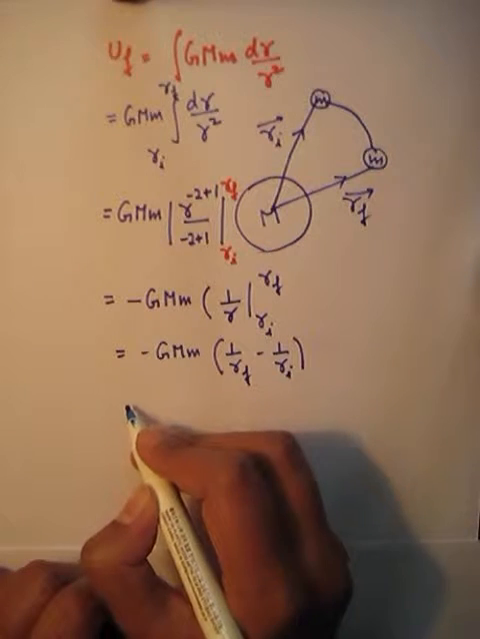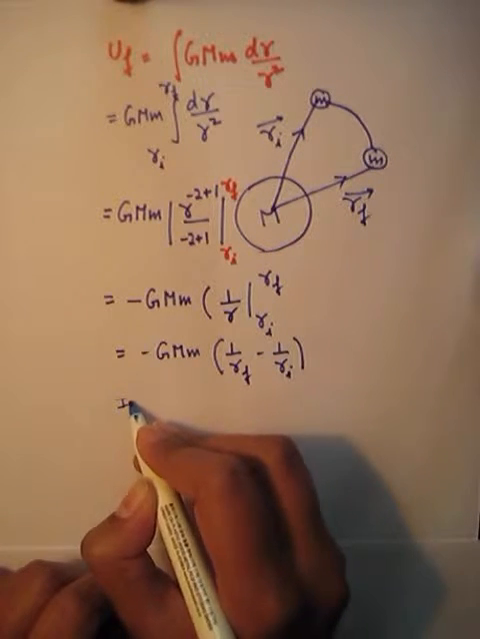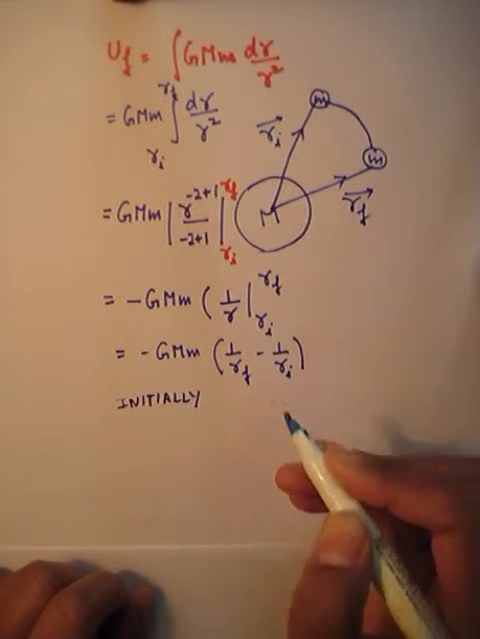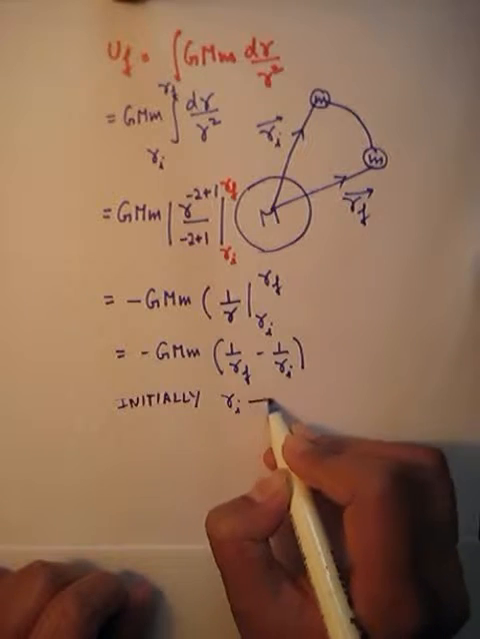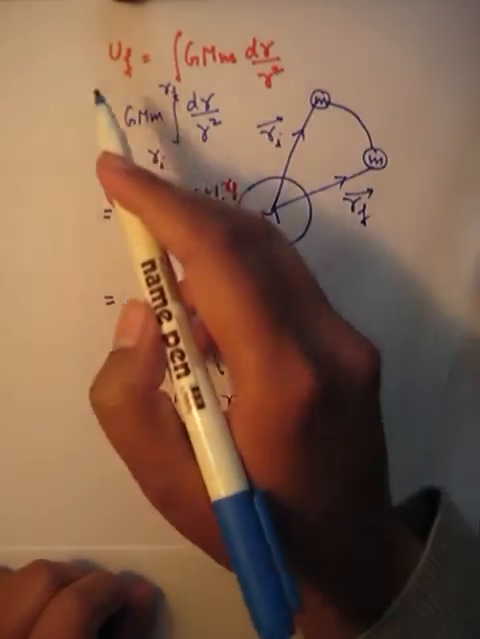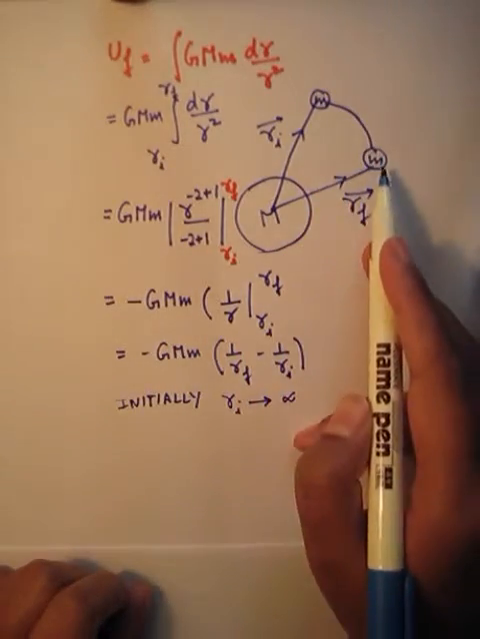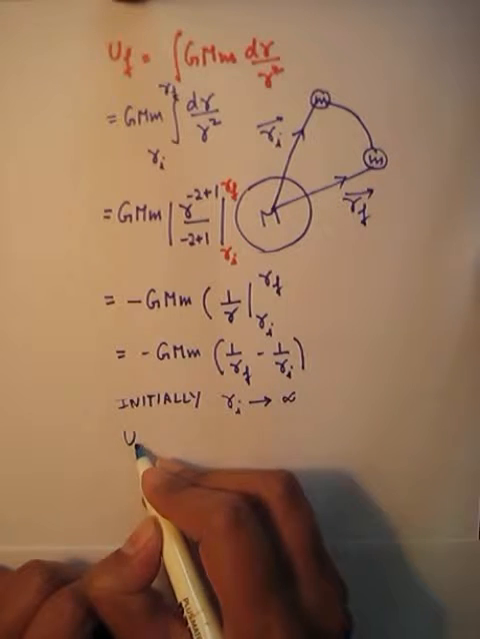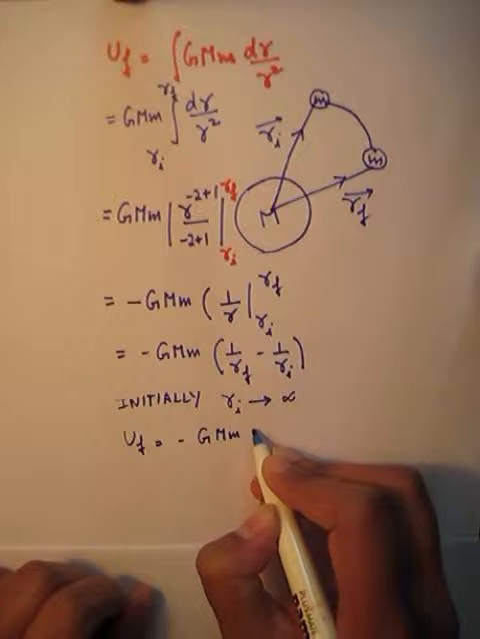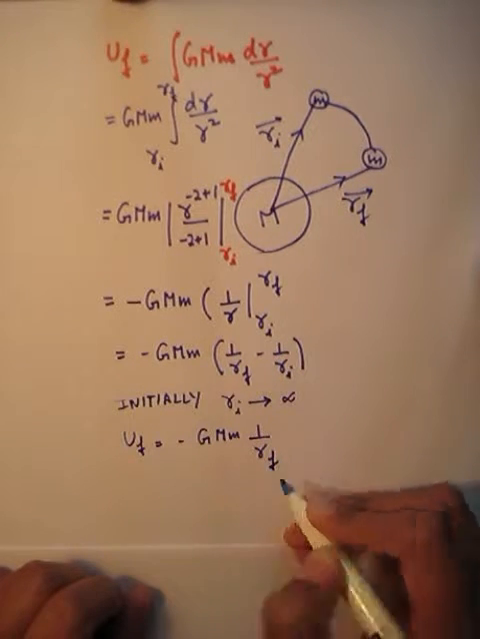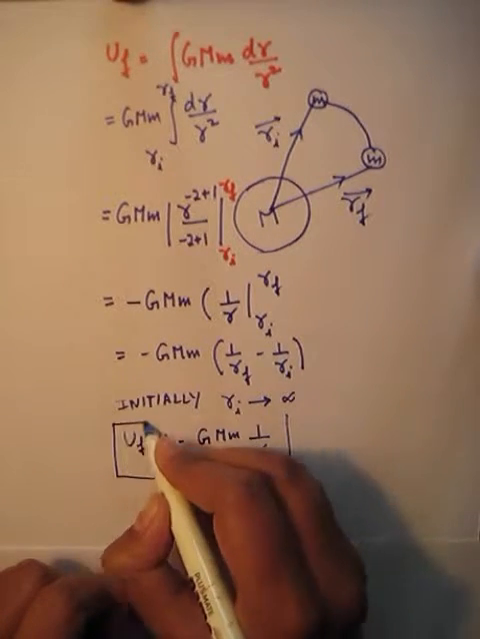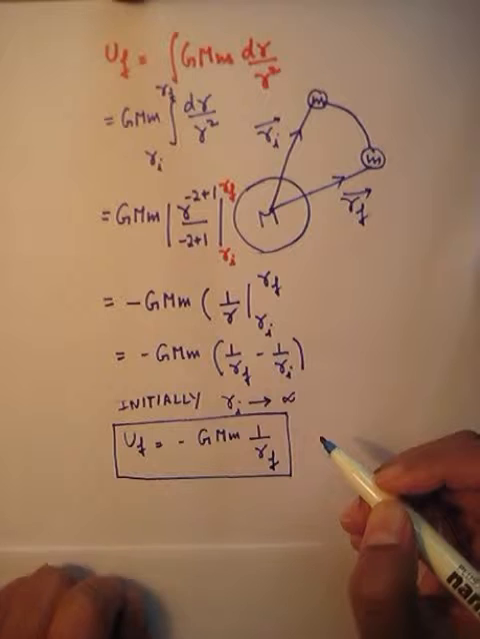So let us say that initially we are starting from infinity. So let us say that Ri was infinite initially. So we brought this mass from an infinite distance to another point. So if it is infinity, then Uf will be equal to minus G capital M small m times 1 upon Rf. So this will be the potential energy for gravitational force.